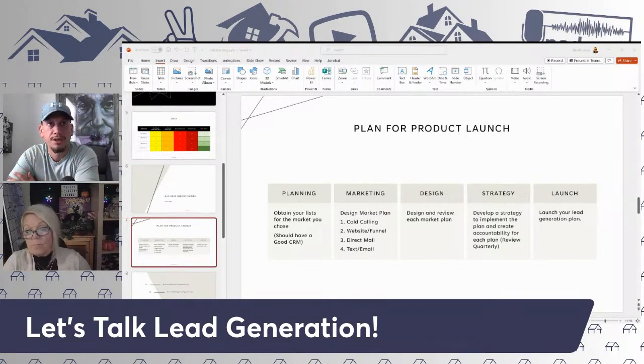Then you design your campaign: what you're going to say, how you're going to say it, what they're going to see, stuff like that. If you have videos or presentations like this, you can actually put them on video and send them to them so they can see. That's another way of doing things. And then develop a strategy to implement the plan.